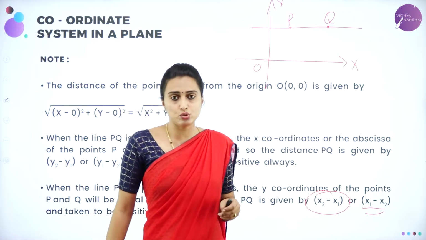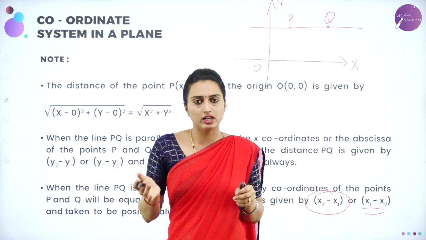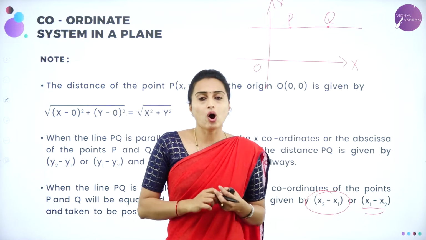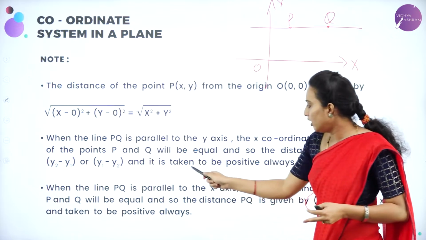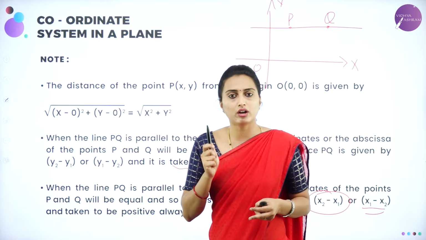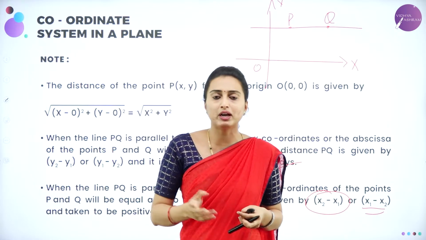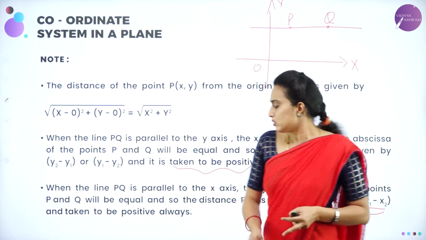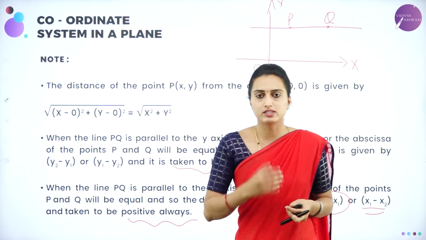Be careful, dear students, whatever you are going to get, suppose for example 2 minus 3, you are going to get minus 1, but you cannot write minus 1 as the distance. Distance must always be taken to be positive. Even though you are going to get y2 minus y1 as negative, you are going to write the modulus of that, which will become positive, because distance cannot be negative. So here also the same thing, always taken to be positive.